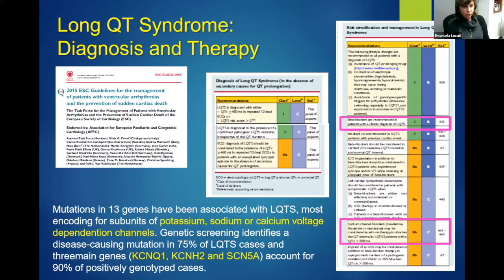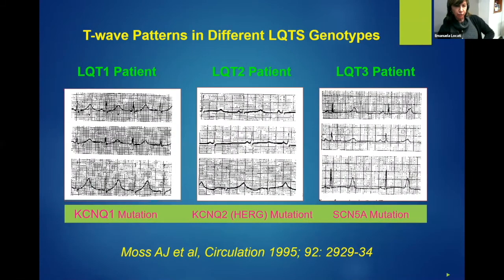There are, as you know, three diseases collected under the name long QT syndrome because they really behave differently. They have different phenotypic expression, different triggering factors, different therapies. So nowadays we understand this much better than at the very beginning of the story.